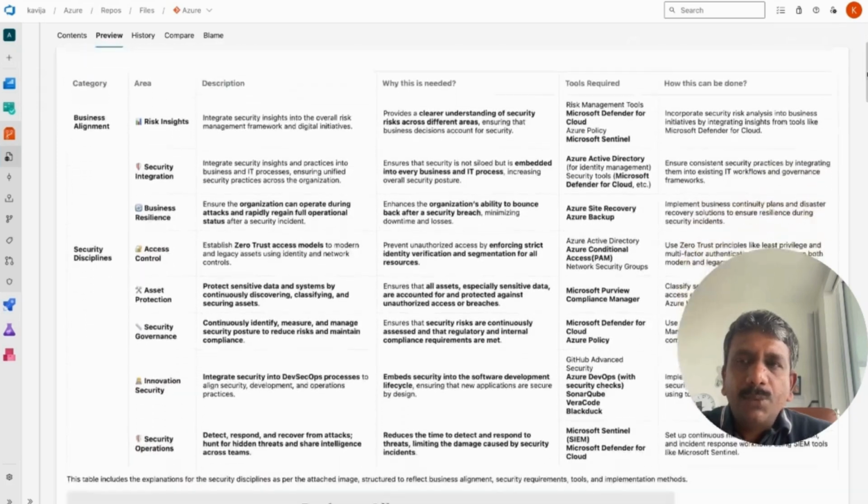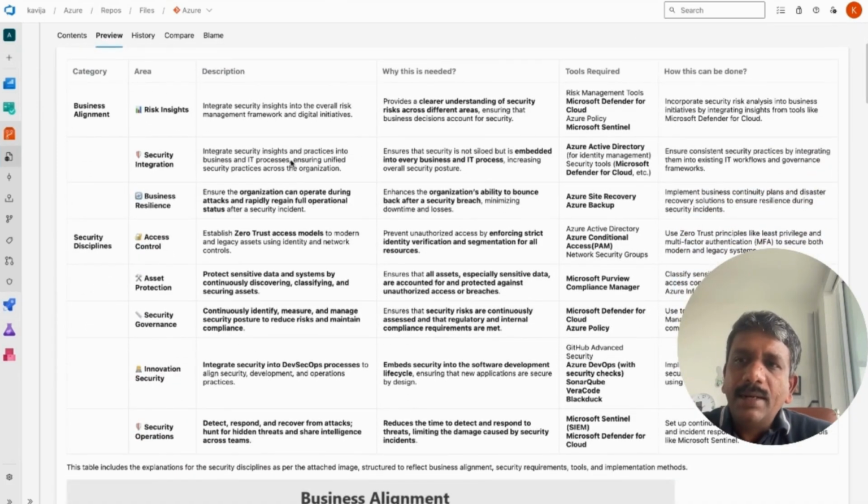So it has two different portions or categories, business and the technical side. From a business point of view, you should have a dashboard wherein you should be able to identify all the security risks that you are looking at the organization level. Security integration. So you want to ensure that security is embedded into the business process and IT process so that security comes first. Business resilience. So in case of any attacks, your organization should have the ability to bounce back with minimal effort.